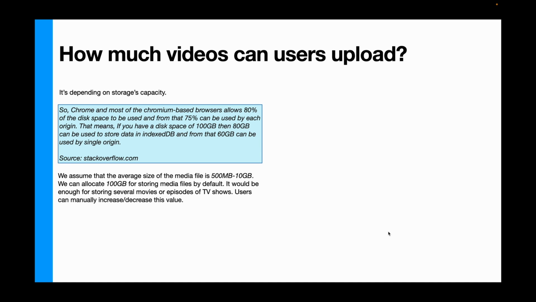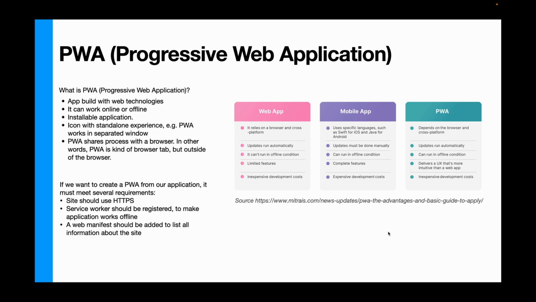The next topic that we may discuss is progressive web applications. What is a progressive web application, or PWA? A progressive web application is an application built with web technologies. It means that we don't need to know additional languages or technologies. It can work online or offline. We can install it. It has a standalone icon, but it shares a process with the browser. In other words, a PWA is a kind of browser tab, but outside of the browser.